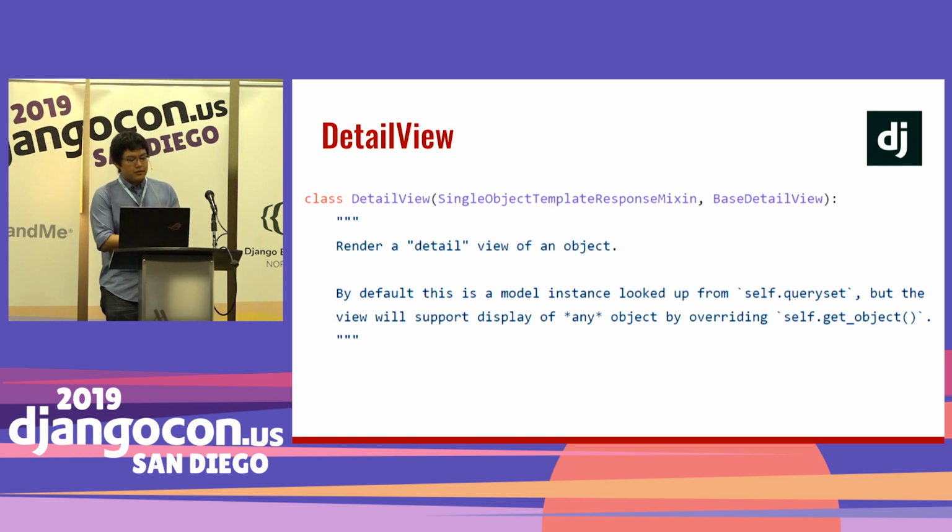Okay. Another one is DetailView. So DetailView lets us just put out the details of some model instance. It's really simple. It's basically implemented in a similar way to ListView, except focusing on a single item.